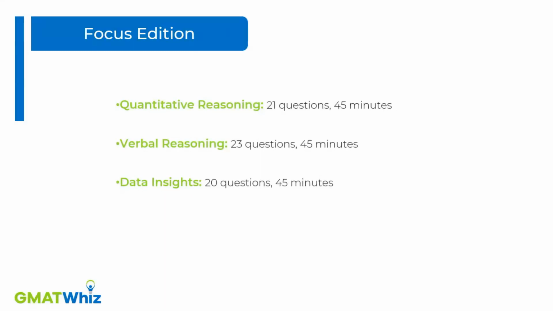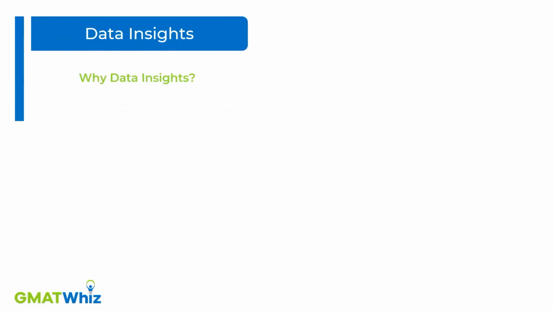So this is the structure as far as questions and minutes go. Let us move forward. Next we have the data insights section. One of the biggest questions you should ask yourself is why GMAT is making data insights so important. It used to be there in the form of integrated reasoning, IR, but why is data insights now being given such a big priority?